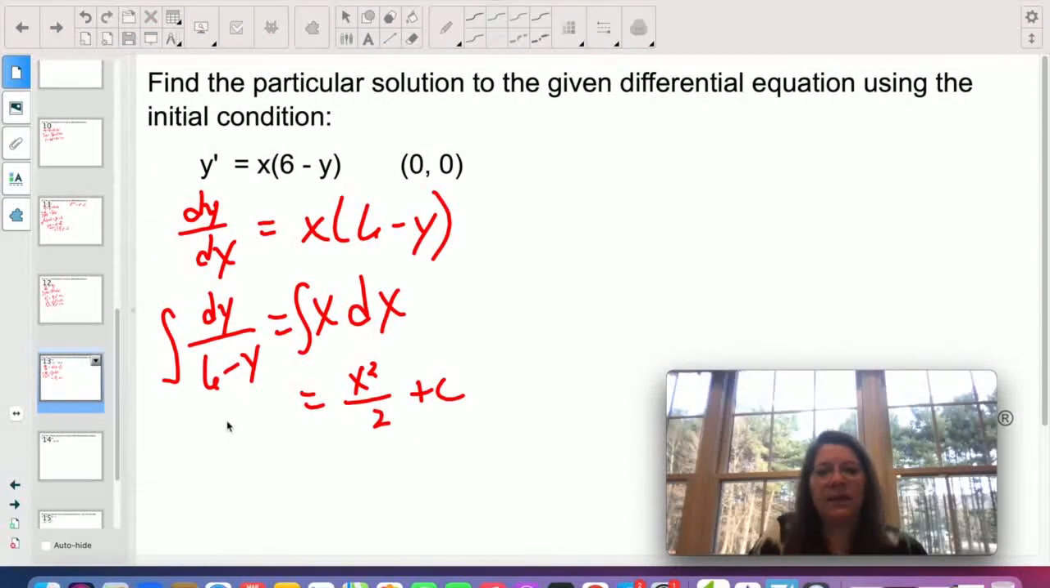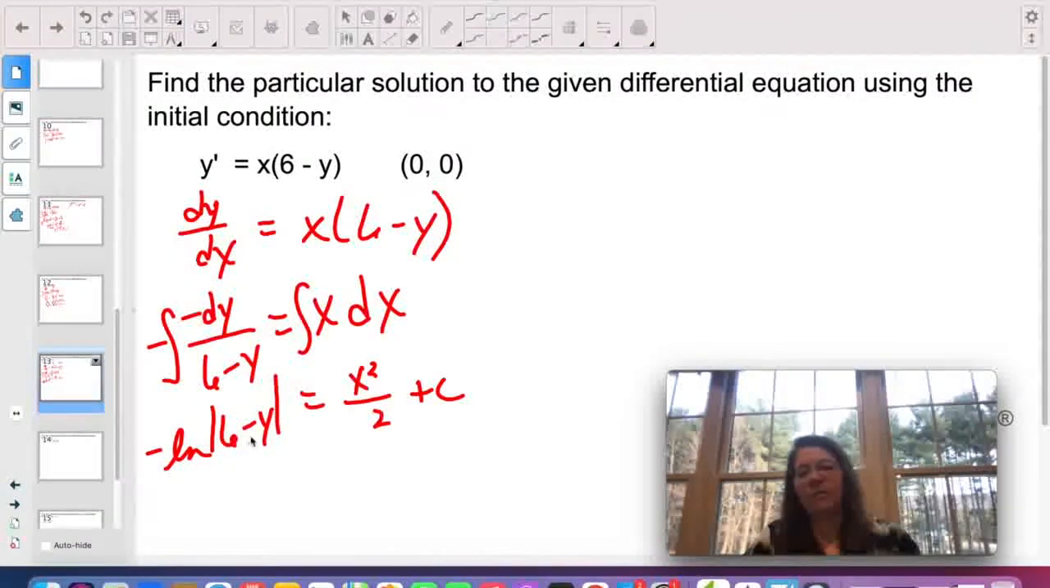On the left side, we do have a natural log situation. If this is your u, the derivative of u is negative 1 dy. So we need a negative on the inside and outside here. Negative here, and a negative on the outside to offset it, so we're not changing its value. So now we have u, du. So we've got du over u, which is a natural log situation. So that would be negative the natural log of the absolute value of 6 minus y.